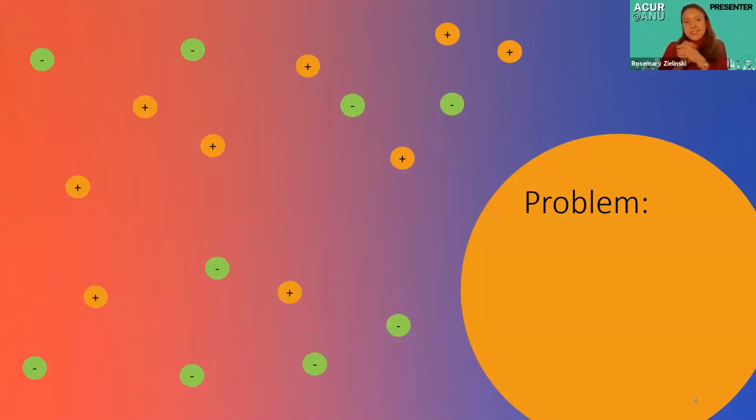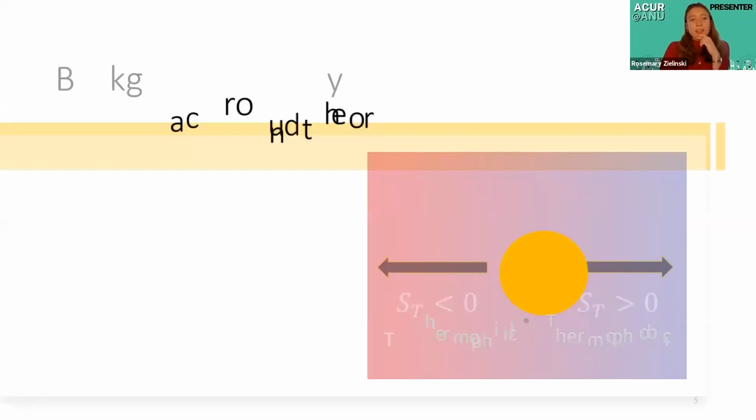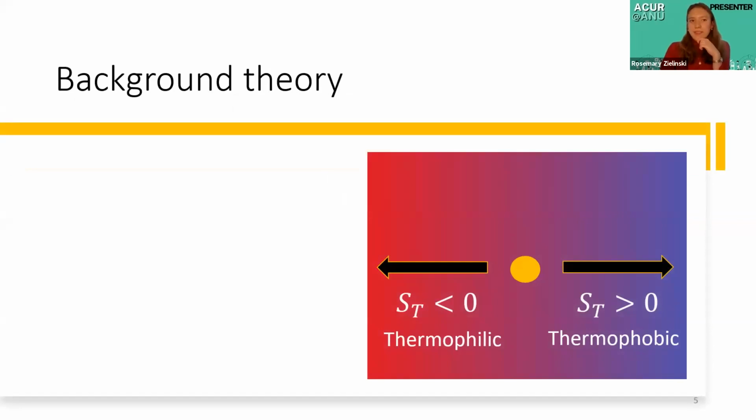It was first observed in the 19th century, yet we totally lack a microscopic theoretical basis for why this occurs. And consequently, predictions about thermophoretic phenomena are really limited, and this limits the scope of application, particularly quantitative applications. Now, I'll give a little bit of background theory that we do know.